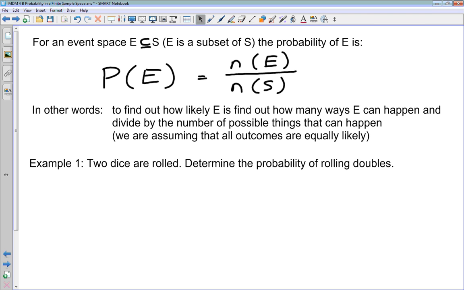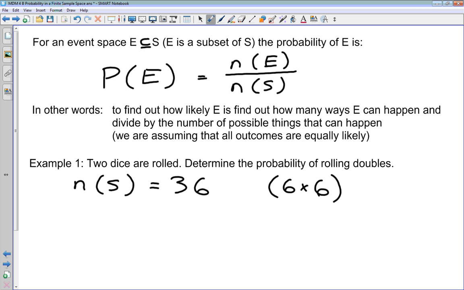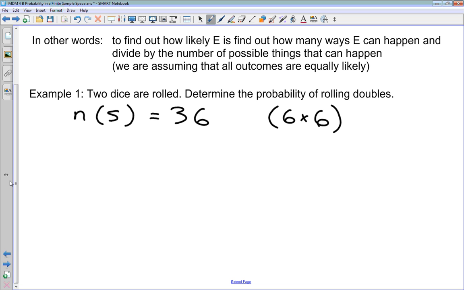Two dice are rolled. Determine the probability of rolling doubles. First, let's figure out how many things there are in our sample space. In the last lesson, we said that if we're rolling two dice, the number of outcomes in our sample space was 36. We had 6 possibilities on one die, 6 on the other, and the fundamental counting principle says we multiply those together to get 36 possible outcomes. We are interested in the event E where they roll doubles. So let E be the event where doubles are rolled.